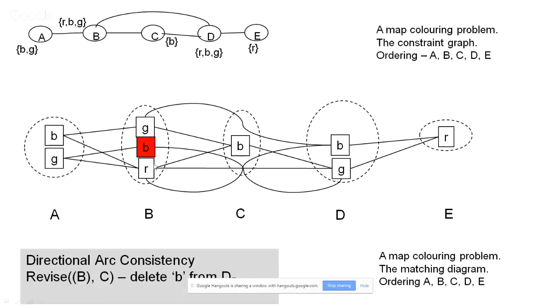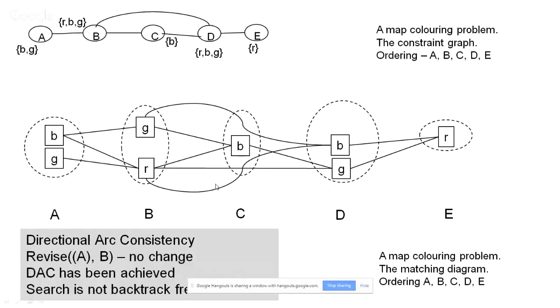Next, when we revise B with respect to C, we see that if we choose blue for B, we will not be able to choose a value for C. So we remove this value blue from the domain of B essentially. And finally, when we do A with B, we don't have anything proven from this.